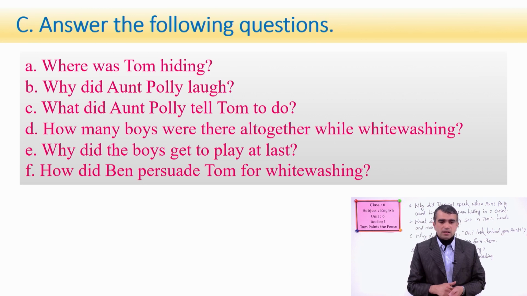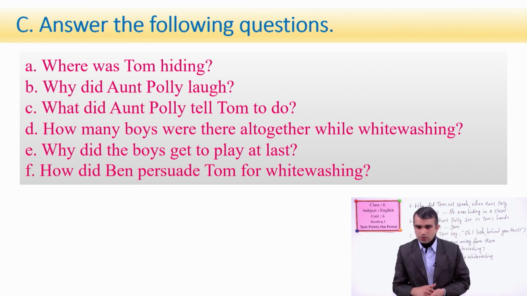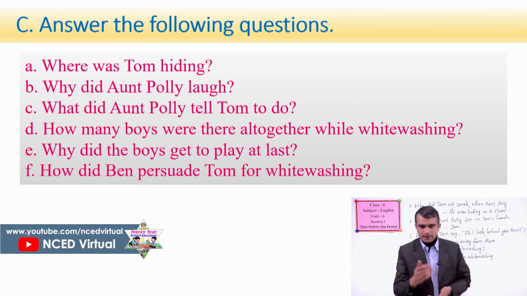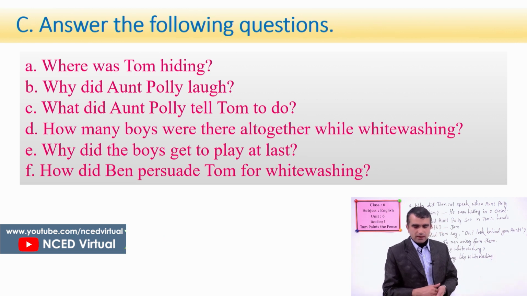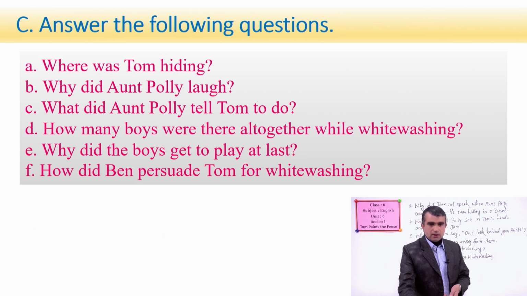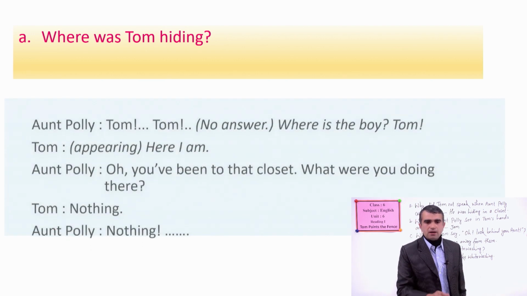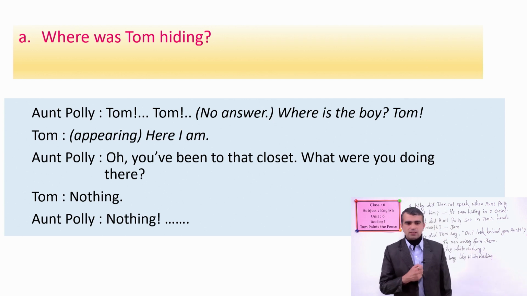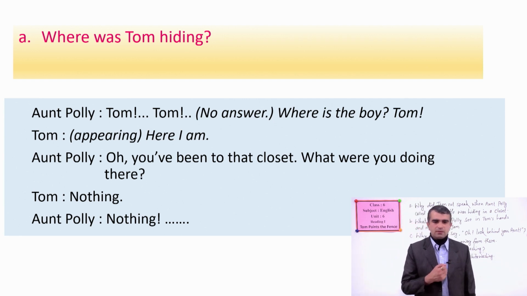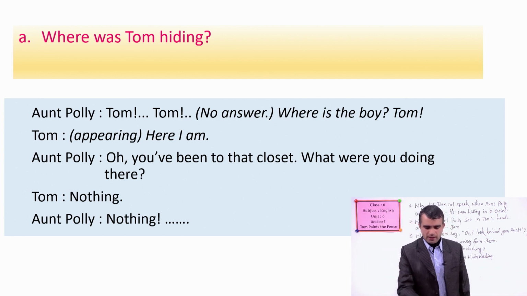And finally, how did Ben persuade Tom for whitewashing? Okay, now come to this. The first question, where was Tom hiding? In the beginning you can see. Now read this part of the play and find answers. You can easily find out. Okay, where was Tom hiding?